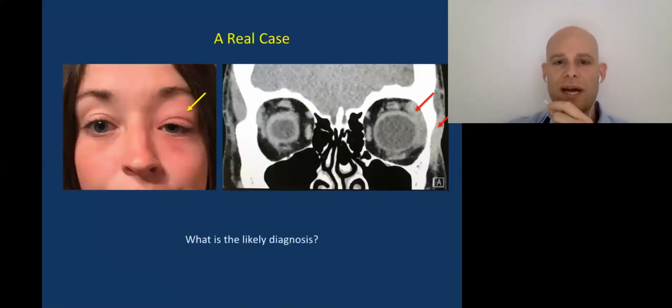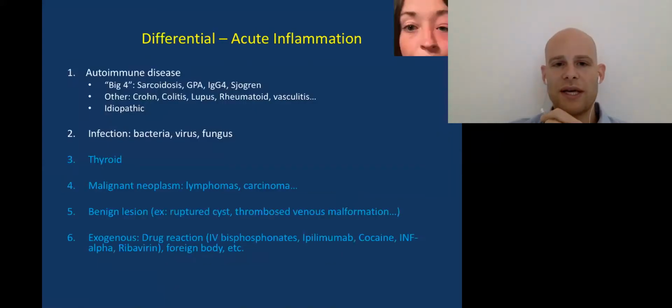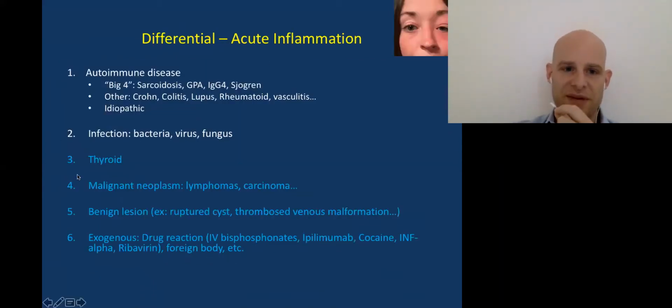So what I'm wondering to myself with these types of patients is, what's the likely diagnosis and what should you do prior to referral? So here's our differential diagnosis. Remember, this is that huge list that is overwhelming. And remember, this is an otherwise healthy 28-year-old woman with 3 days of left upper eyelid pain and inflammation. Nothing about this makes you think thyroid. If you look at her scan and you look at her history, it is so extremely unlikely this is a malignant cancer. Same thing with a benign lesion.